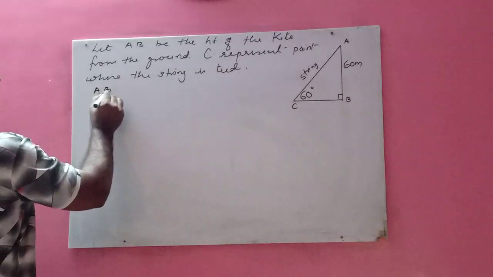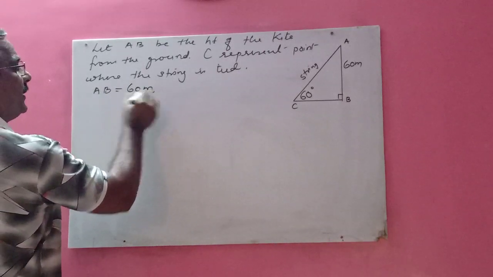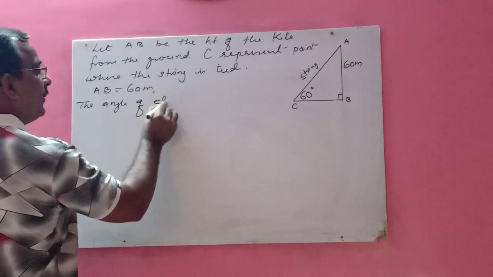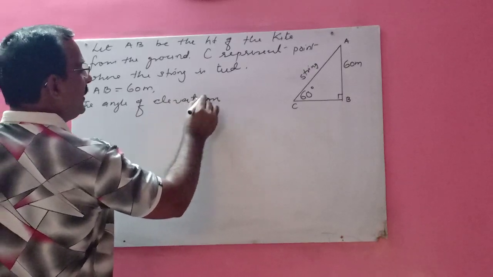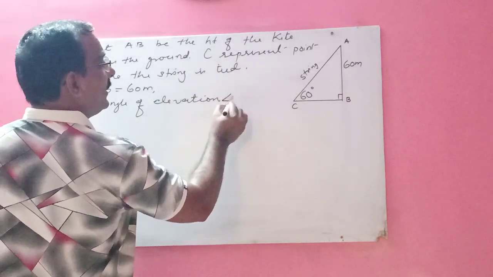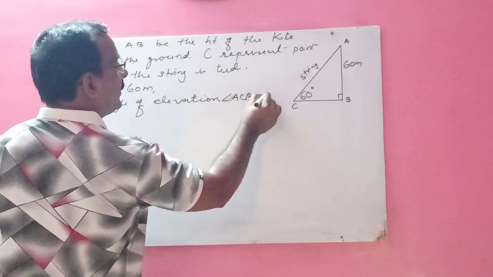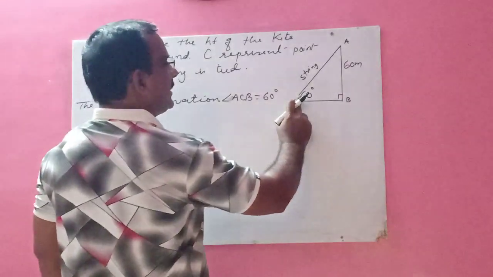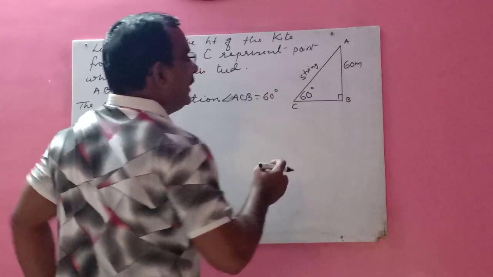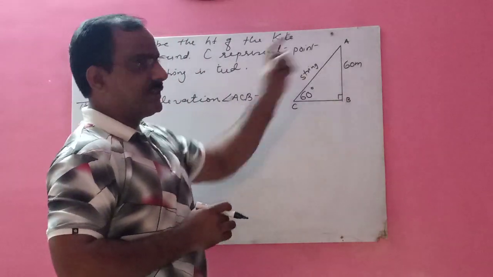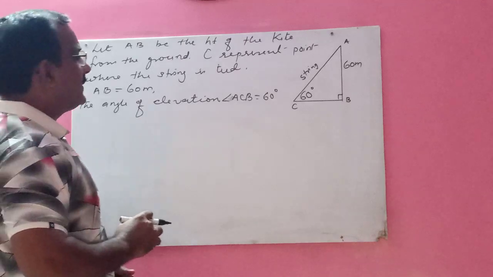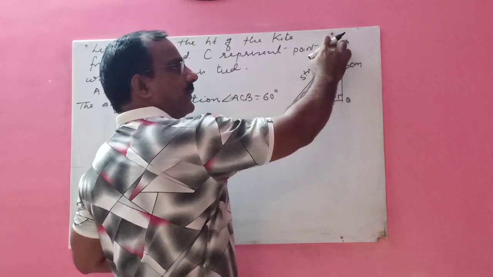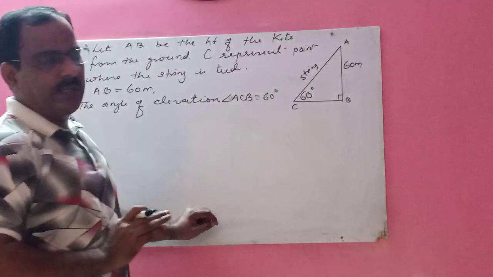AB is given how much? 60 meter. The angle of elevation is given here. That is which angle? Angle ACB is given how much? 60 degree. This is the string. The height of the kite from the ground is given 60 meter. Then the question is, what is the actual length of this string? It is straight. So what is the actual length of the string?